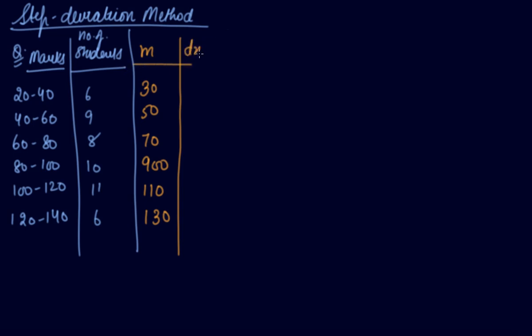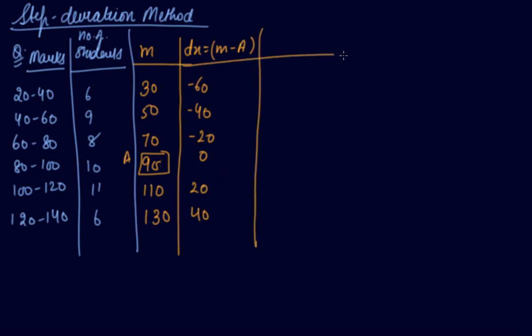Now you will take the deviation from the mid values, taking the assumed mean. Let's take the assumed mean as 90. So 30 minus 90 is minus 60, 50 minus 90 is minus 40, then minus 20, 0, 20 and 40. Now find the f dx. Frequency is 6, dx is minus 60, so it's minus 360.